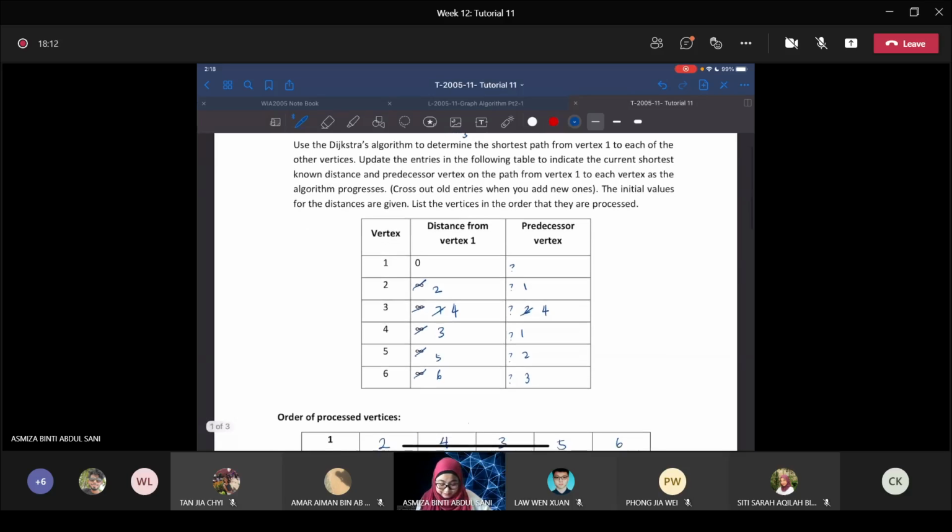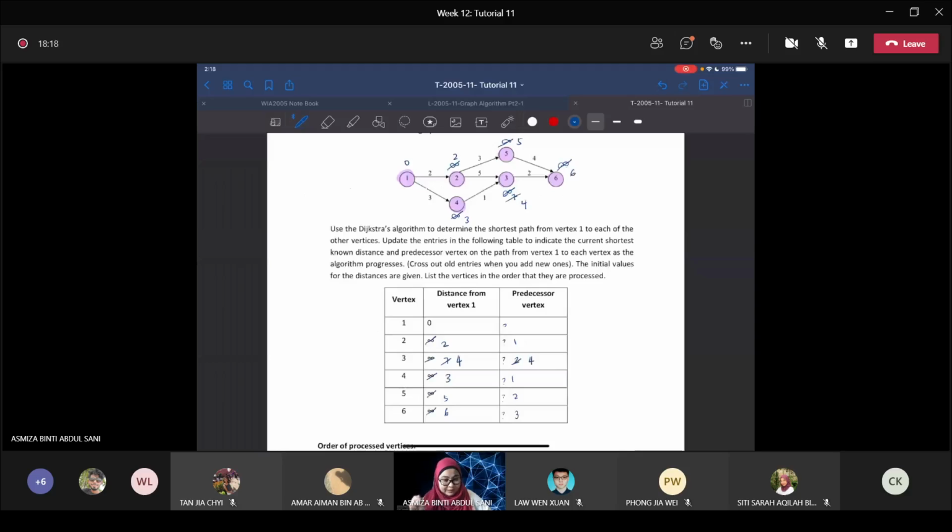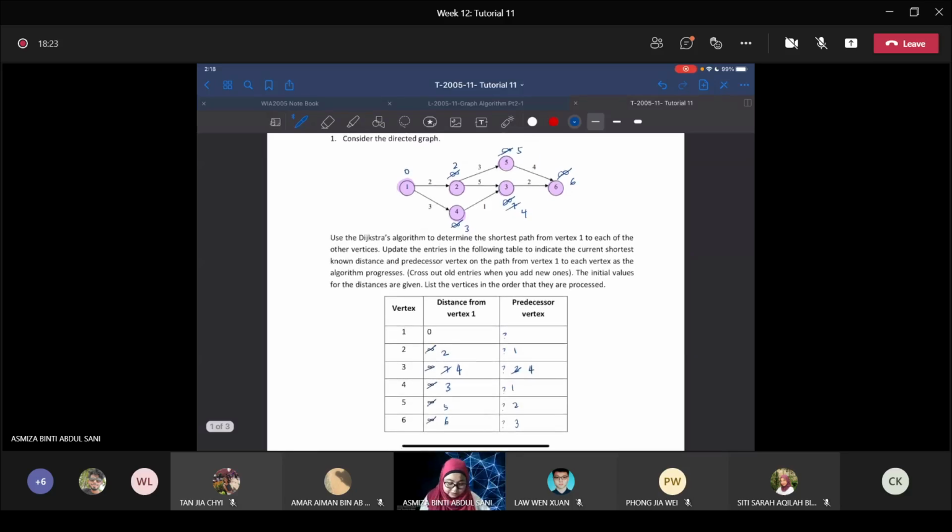All right, so once we have this table, you can actually trace the path. Let's say, for example, you want to know the distance to go to 6 from 1, which is 6. How do you know which path to take? You look at 6 and then you look at the predecessor vertex. In this case, the predecessor vertex is 3.